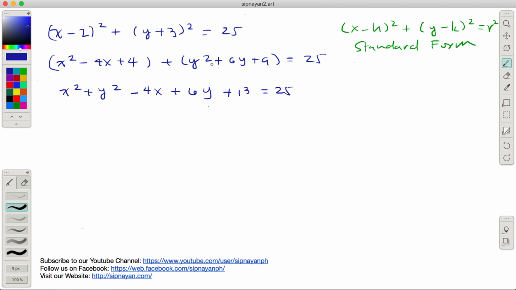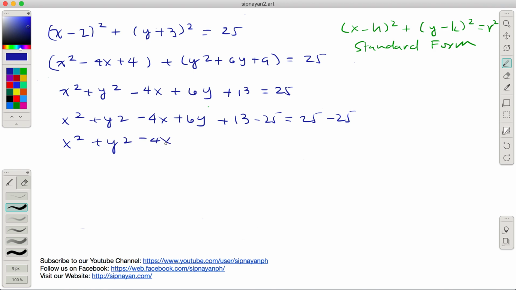Gusto ko, yung nasa kanan ko ay 0. So, this is x squared plus y squared minus 4x plus 6y plus 13 minus 25 equals 25 minus 25. So, magiging 0 na yung kanan natin. So, x squared plus y squared minus 4x plus 6y minus 12 is equal to 0. So, ang tawag natin dito ay this is called the general form. This is the general form.